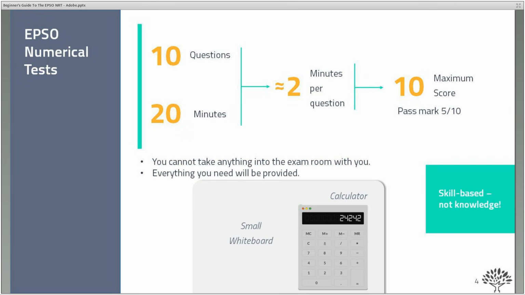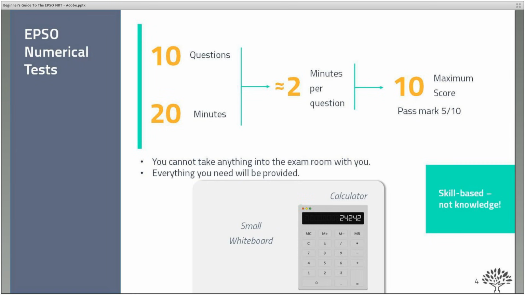So, as an overview, the EPSO Numerical Reasoning Test is you have 20 minutes to answer 10 questions. So that averages out at 2 minutes per question. So when you're practicing yourself, you can time yourself at that. In the pro session, I'm also going to allow 2 minutes per question.